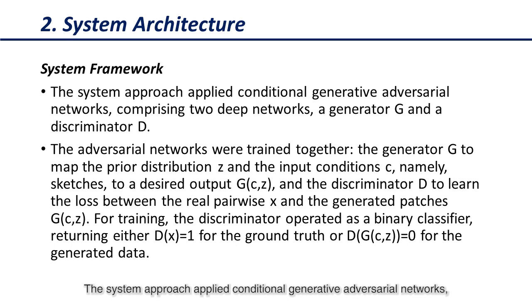The system approach applied conditional generative adversarial networks, comprising two deep networks, a generator G and a discriminator D. The adversarial networks were trained together, the generator G to map the prior distribution Z and the input condition C, namely sketches, to a desired output G(C, Z), and the discriminator D to learn the loss between the real pairwise X and the generated patches G(C, Z).